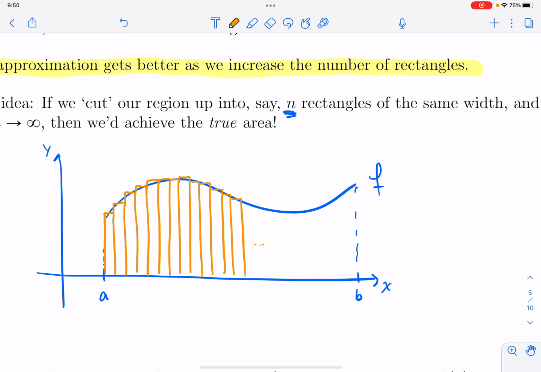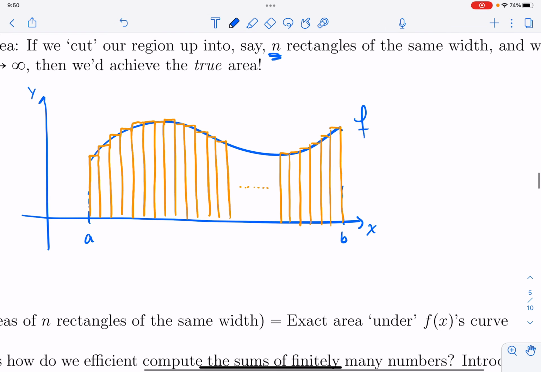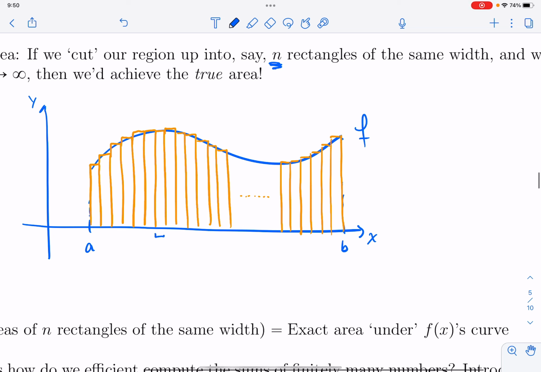And maybe I'll put dot dot dot, and then over here on the right, I'll have the rectangles coming in from the right. And this dot dot dot is meant to indicate that we have an infinite number of these rectangles that we're considering. And we're also going to ask every single rectangle to have the same width.